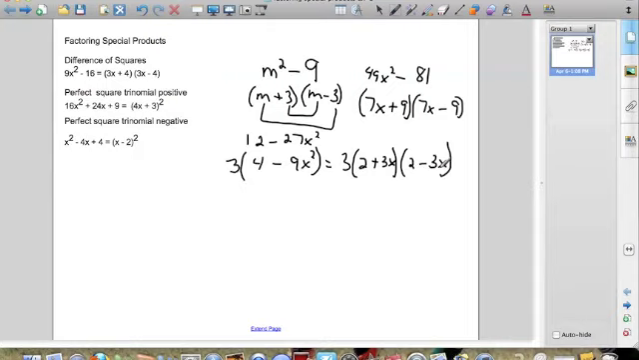So recognizing the difference of two squares is, of the three things, the most important. The other two, if you don't recognize them, you can still factor them and still get to the right solution. If you don't recognize the difference of two squares, you might think it's just unfactorable.